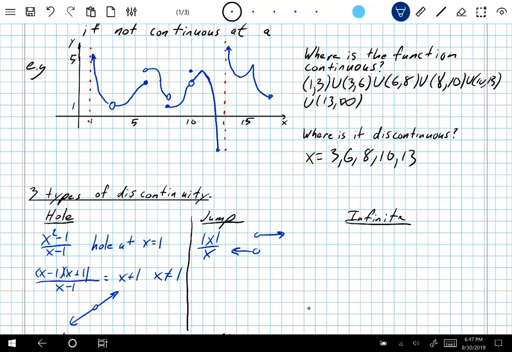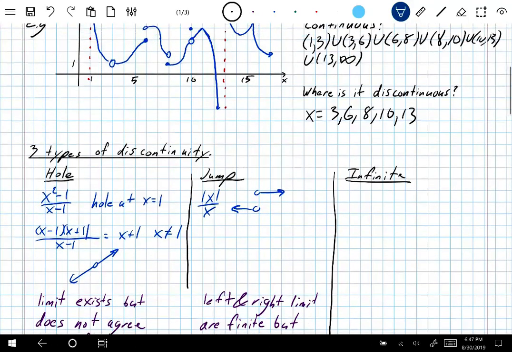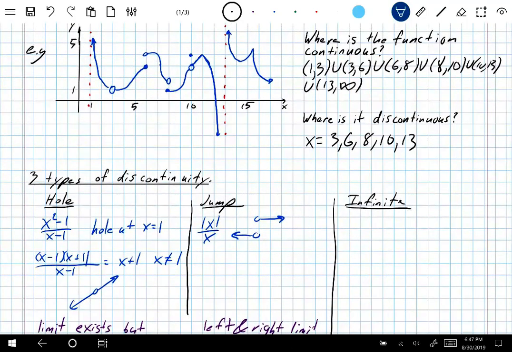Okay, last one. Maybe you can guess what this one is. Infinite. So we have many examples of this, but let's just do the easiest one. How about 1 over x? The point here is that this has a discontinuity where either the left or the right side goes off to infinity. And so this is going to be the case if we have a vertical asymptote. Literally the same thing. Okay, so you have it. It is an infinite discontinuity if you have a vertical asymptote.